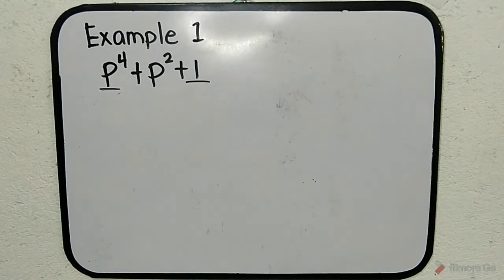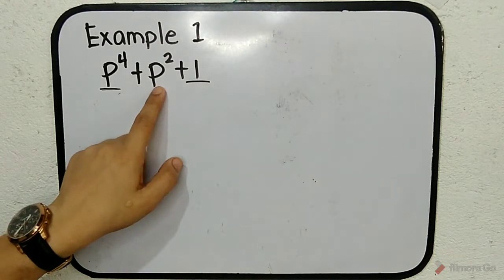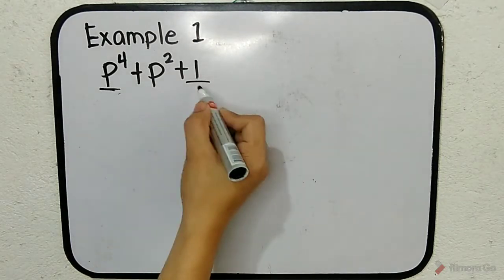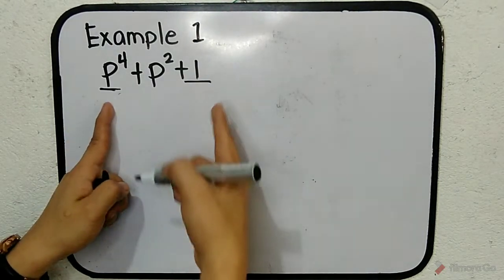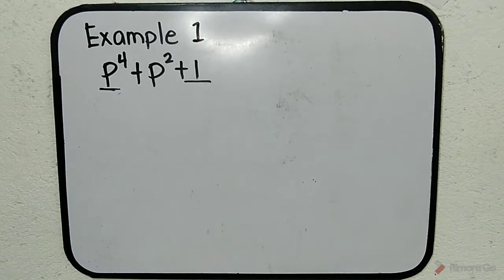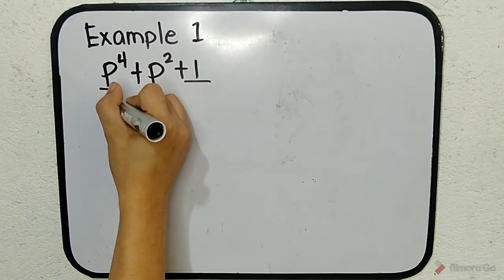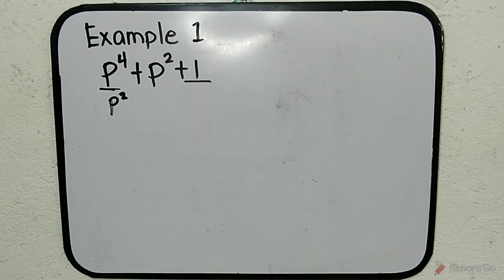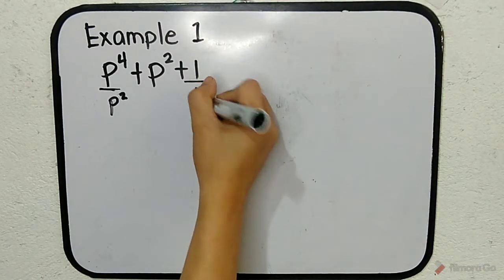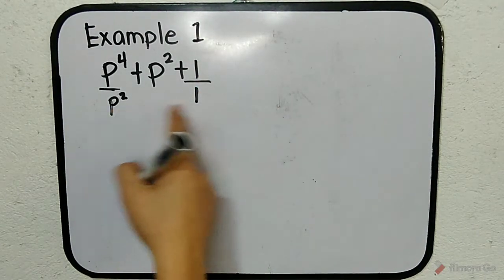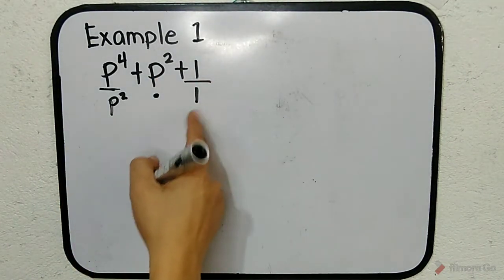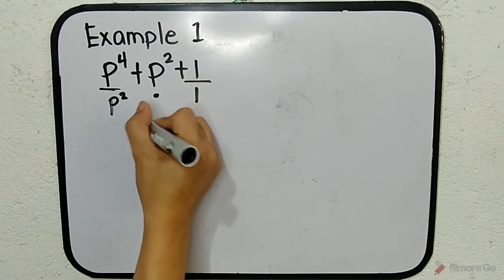Papaano sir malalaman kung ano dapat yung nasa gitna na term? So ganito class, focus muna tayo sa p to the fourth at sa 1, sa una at saka sa huli. What is the square root of p to the fourth? The square root of p to the fourth is p squared. Then, what is the square root of 1? 1. Then, we're going to multiply p squared and 1. So, p squared times 1 is p squared.